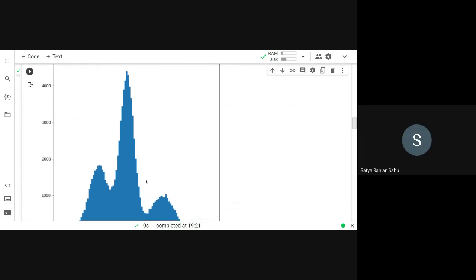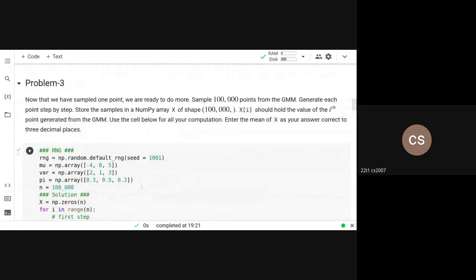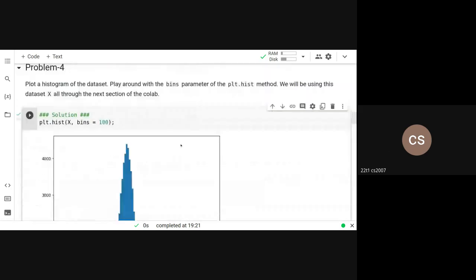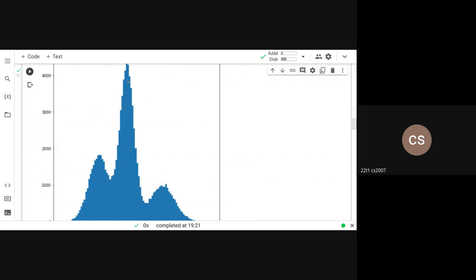The pi's, right? So the pi's are responsible for it. What were the pi's? The center one was 0.5, left was 0.3, right was 0.2. So that is the reason this is having the maximum height, the 0.5 guy. 0.3 is lesser than that, but still higher than the third mixture, which is 0.2.